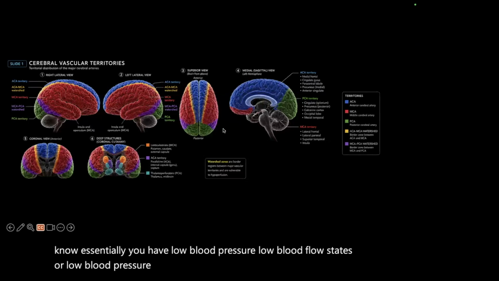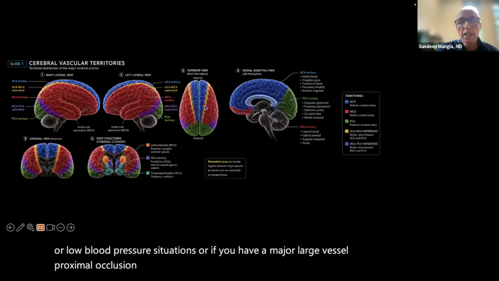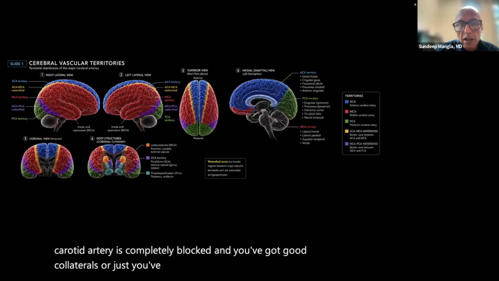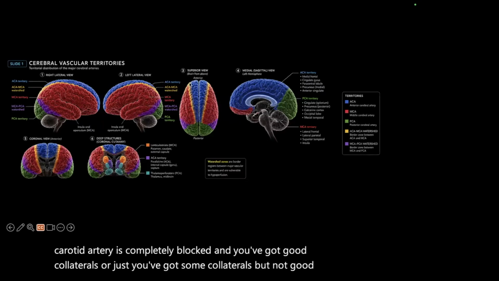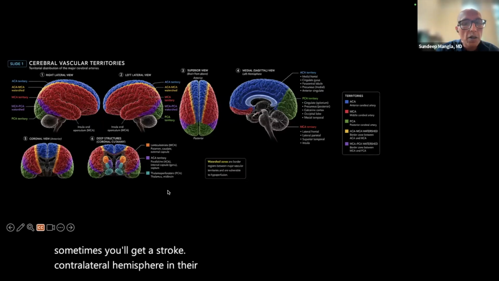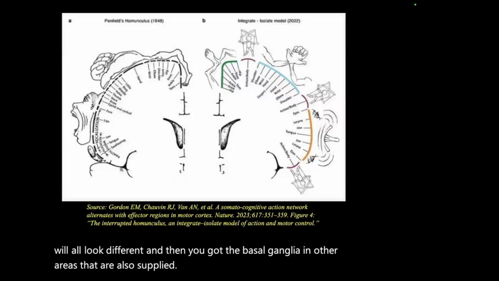Or if you have a major large vessel proximal occlusion, sometimes these watershed areas, if let's say the carotid artery is completely blocked, and you've got good collaterals, or you've got some collaterals but not good enough, sometimes you'll get a stroke in the contralateral hemisphere in their watershed territories. And these will all look different. And then you've got the basal ganglia and other areas that are also supplied. That's right. And once again, why is that important?